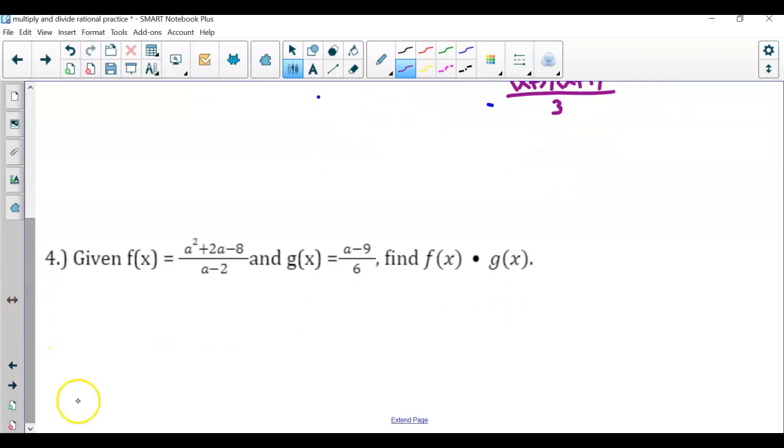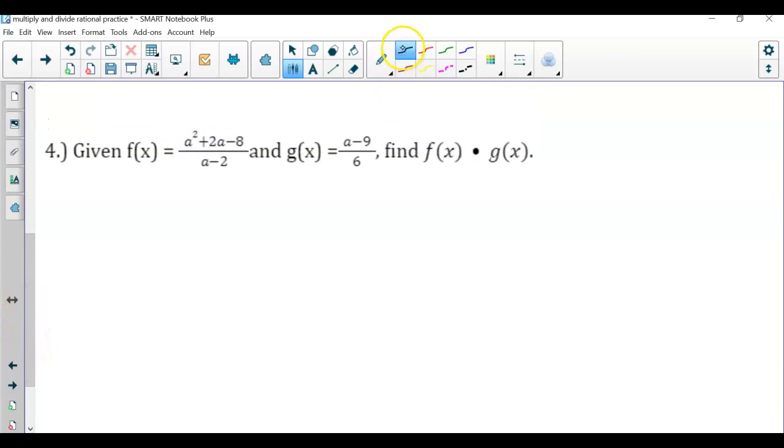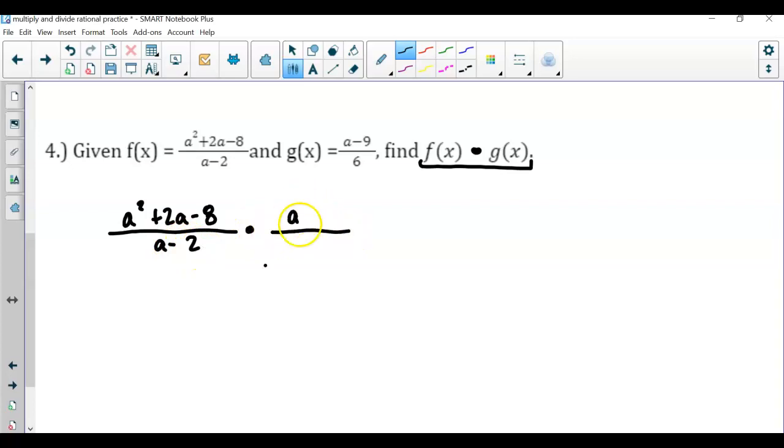So question number 4, notice how, again, we are given function notation. I've got f of x and g of x. And again, from our function notation, notice how we are multiplying. So I have f of x first, so that a squared plus 2a minus 8, and we're multiplying that by g of x. Now, do we need to do keep, change, flip? No, because we're already multiplying. So I just need to multiply straight across my numerator and denominator.